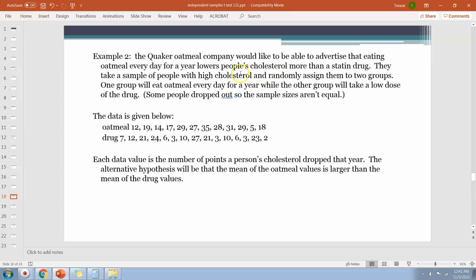So to test their hypothesis, we're going to take a sample of people, all of them who have high cholesterol, and we're going to randomly assign them to either eat oatmeal for a year or take a low dose of this statin drug. And here our sample sizes are not the same, so some people dropped out, and like we said, that's totally fine, that's not a problem. And each data point in here means that the person's cholesterol dropped by 12 points that year. This one dropped by 19 points, etc.